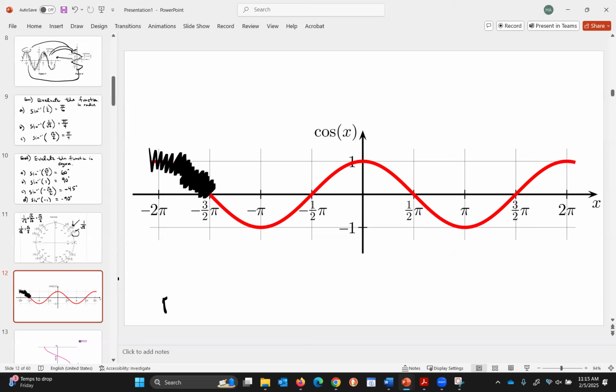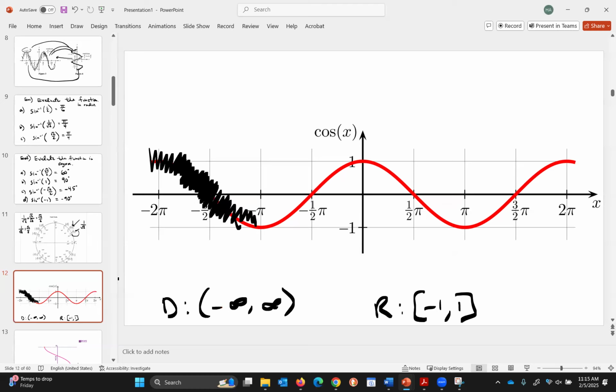Okay, hold on. Sorry, we forgot domain. Domain is from negative infinity to positive infinity originally, right? Range is from -1 to 1. As I start chopping, I'm not stopping at -π/2. I'm stopping at 0 along my x-axis. We go down, down, down, and we stop right here. That's the minimum. So my chopped domain now is 0 to pi.